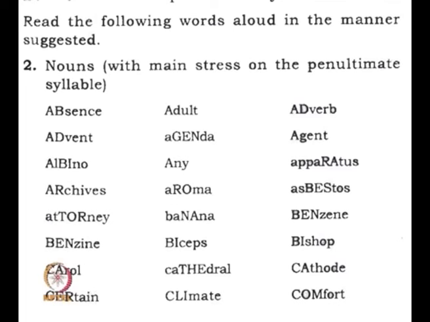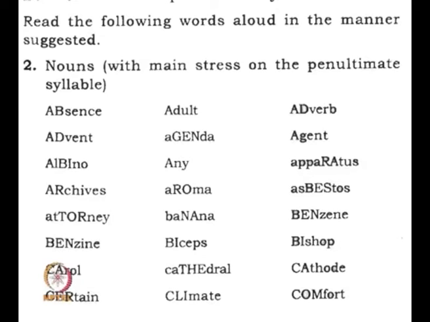Absence. Adult. Adverb. Advent. Agenda. Agent. Albino. Any. Apparatus. Archives. Aroma. Asbestos. Attorney. Can somebody please take over from me? Okay. So you first, then you next.